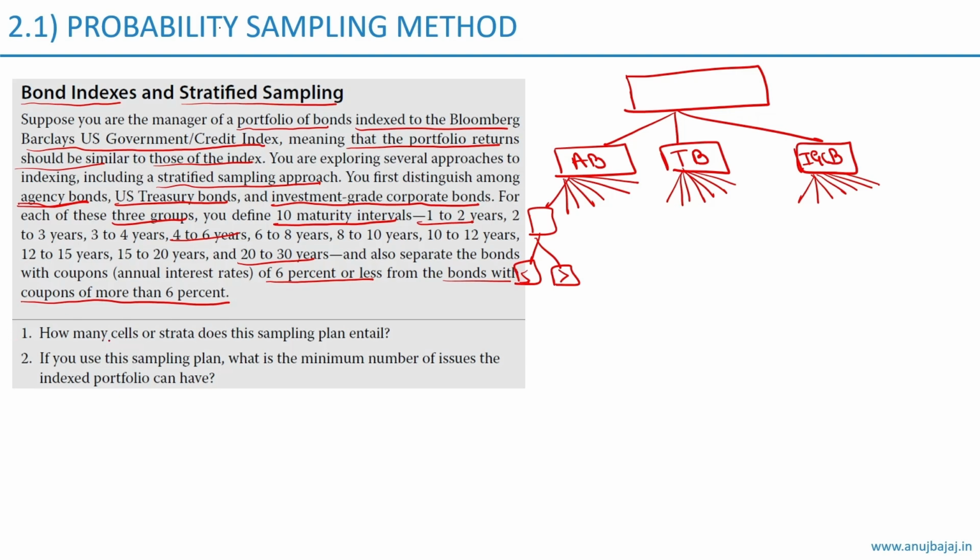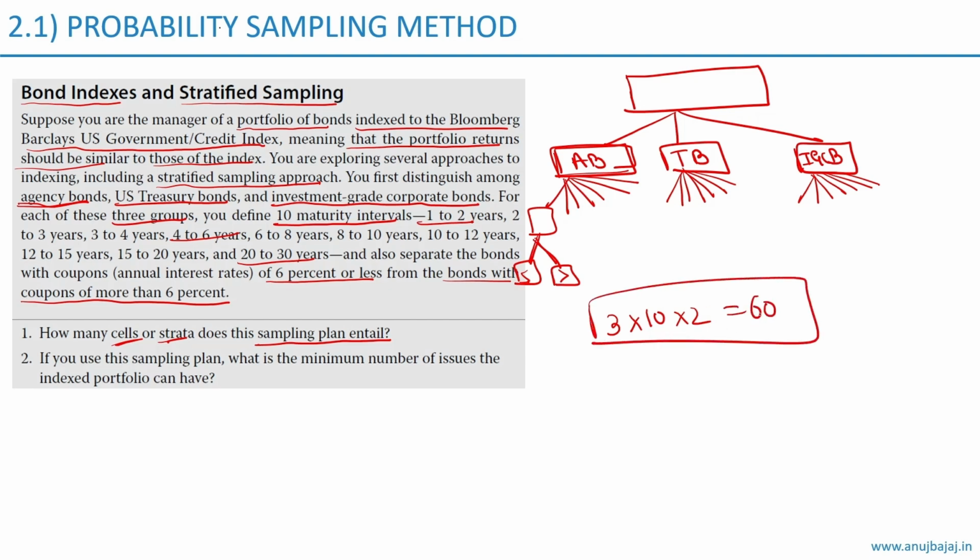So the first question is, how many cells or strata does this sampling plan entail? So we have 3 strata. Within each strata, we have 10 different strata, and within the 10 strata, we have 2 different strata. So we have 3 into 10 into 2. So in total, we have 60 strata or 60 cells.